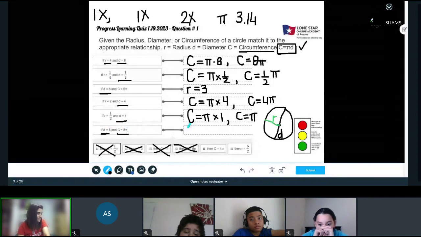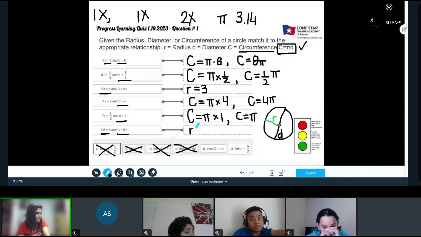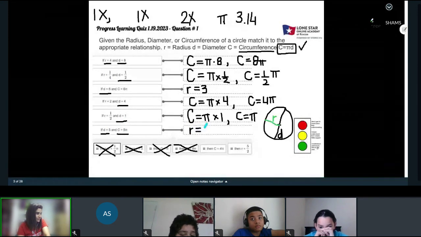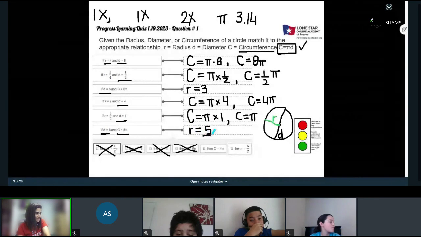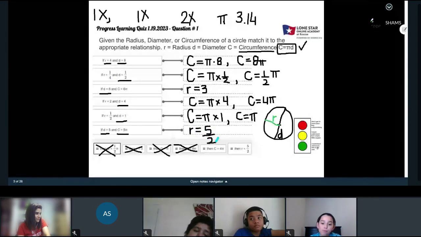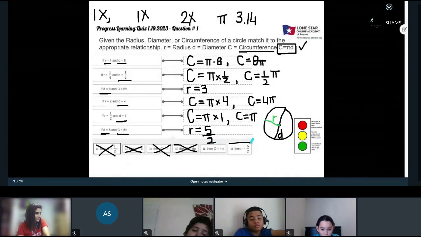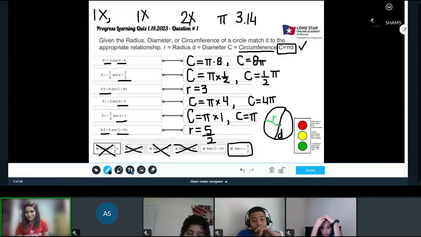We want radius. Radius, we talked about, is half the size of diameter. So anytime you divide diameter, that is 5, by 2, you get the radius. To divide a number by 2, you can also write it as a fraction, right? A fraction bar represents division. And here is that. Radius is half of diameter. Any questions? Let us know. No questions?